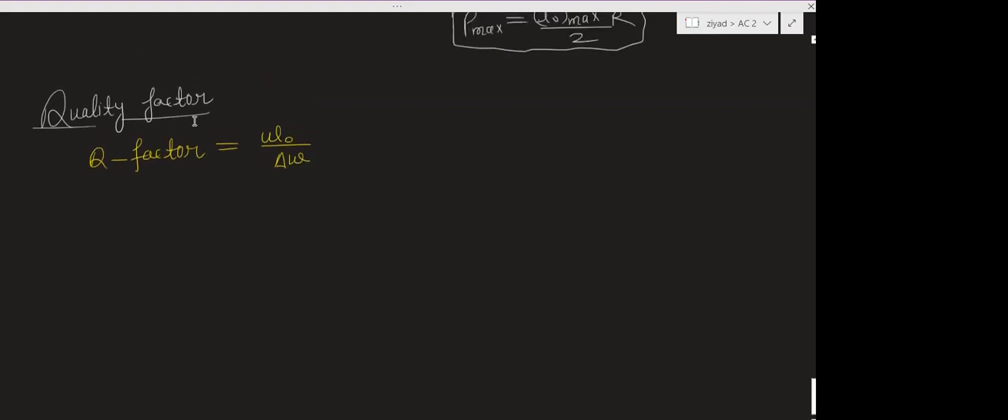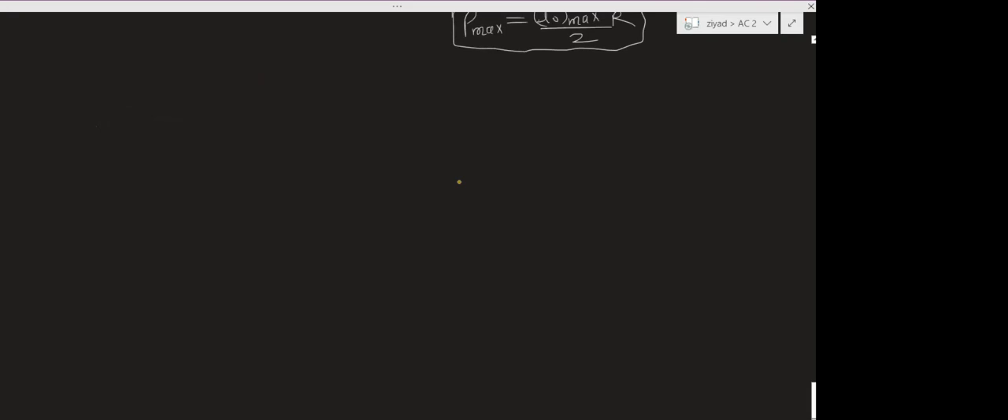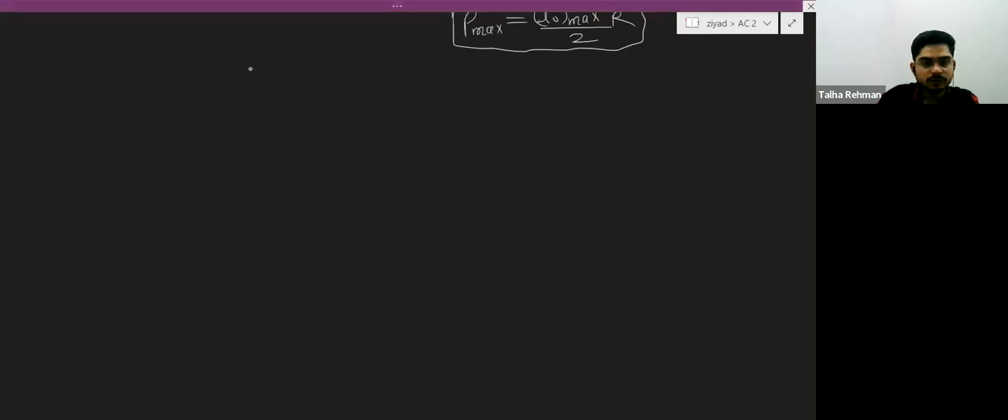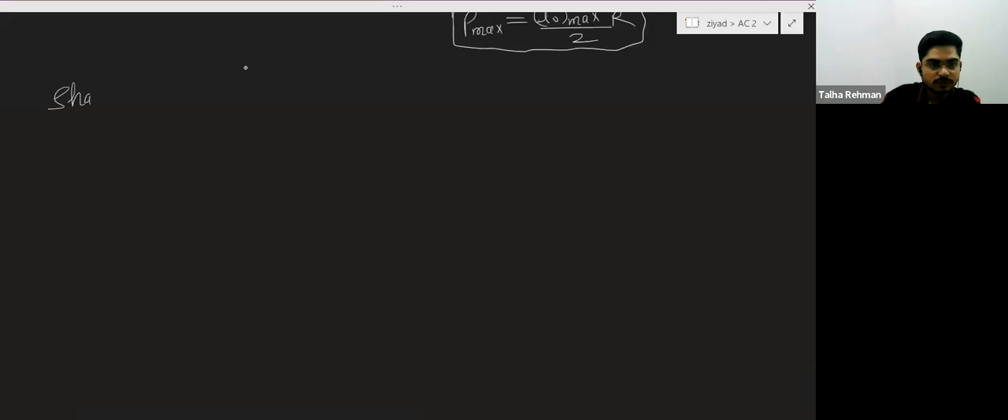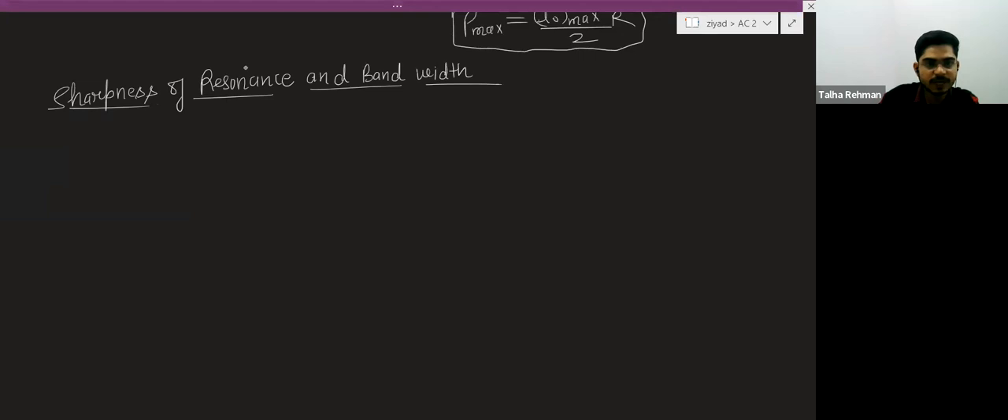Before that, there is one more topic. Basically, there is a graph first, we'll draw. Write the heading: sharpness of resonance and bandwidth. I will explain this with the help of this graph.